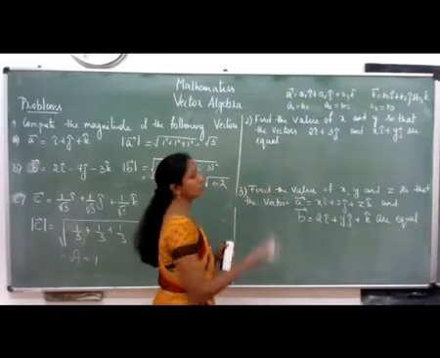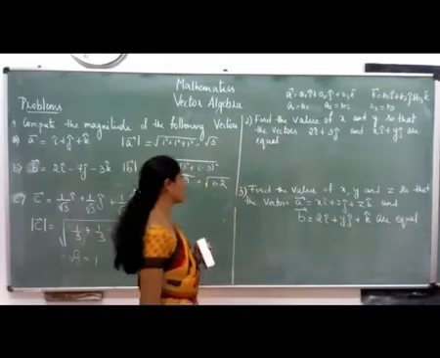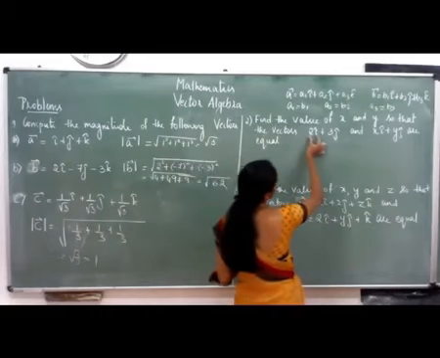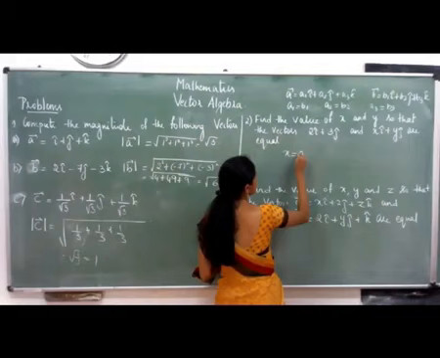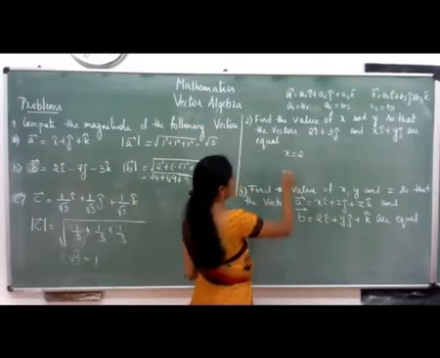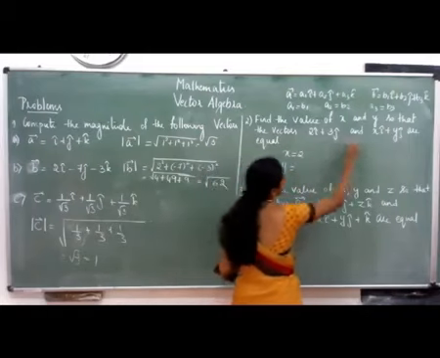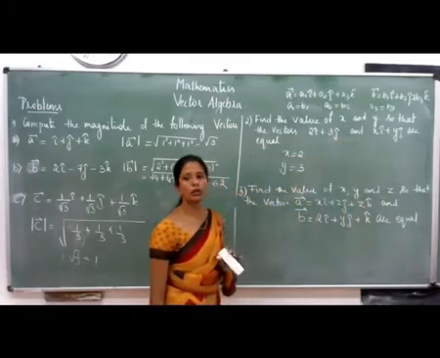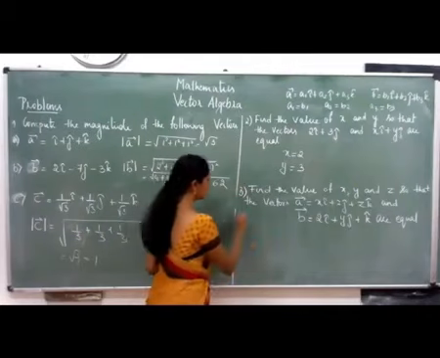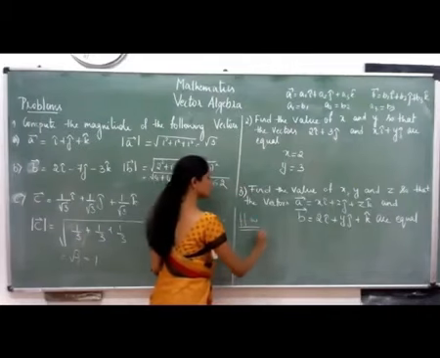From this, now let us find the value of x and y. So easily you can see, they have given that these two vectors are equal. So directly I can write x is equal to 2. And hence the value of y, here also these two vectors are equal, therefore the value of y is equal to 3. I leave this problem for you as homework.